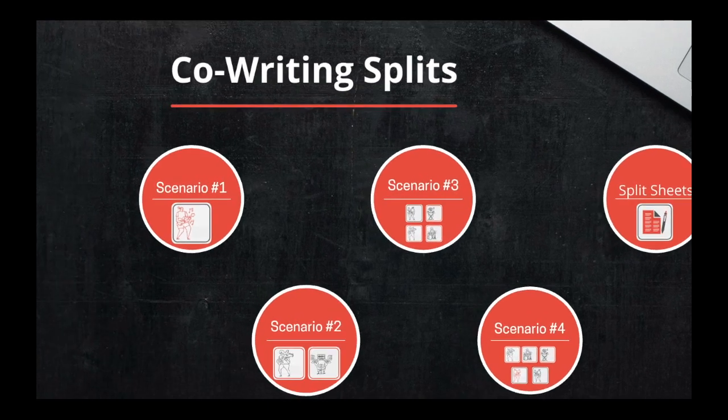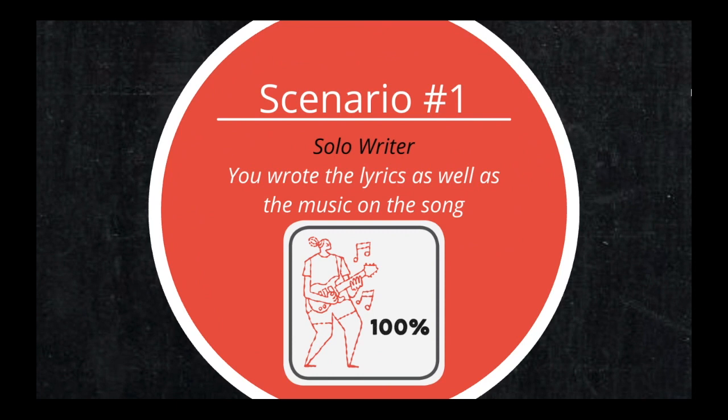Let's start with a basic scenario involving a single creator. Let's say you wrote the lyrics as well as the music on a song. You fully own the copyright to this song because no one else was involved in the creative process. Therefore, you own 100% of the publishing rights.